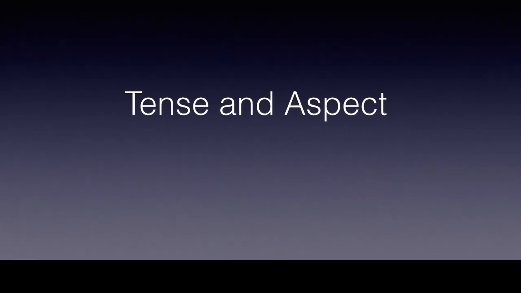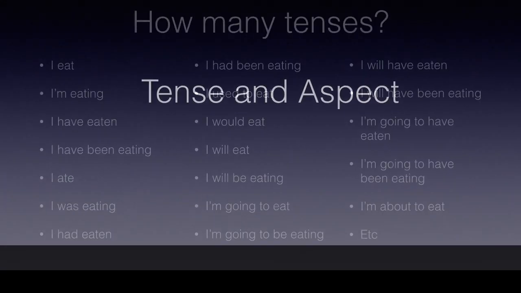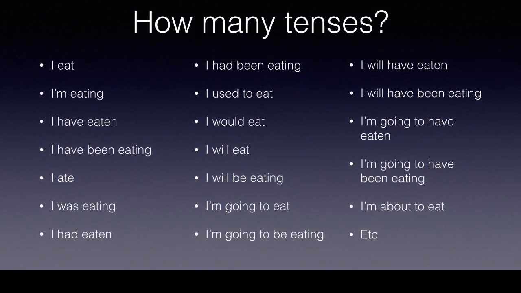Right, here we go. Tense and aspect. Here's a serious question for you. How many tenses do you think English has? Pause the video now to have a think about it. Maybe write down the number on a piece of paper. Okay, so if you pause it now and then come back in a moment. Okay. Have you got your number? Right, I'm not going to give you the answer yet. We'll come back to it very soon.